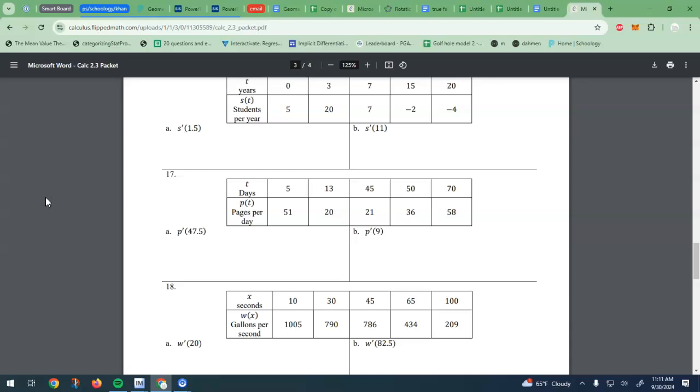And then part B is doing it at 9, so you're doing the same idea. You use those two points. So 20 minus 51 over 13 minus 5. So negative 29 over 8. So he's reading slower at first and then faster. And that'd be pages per day squared. Max, how's that? Is it the label that was throwing you off?